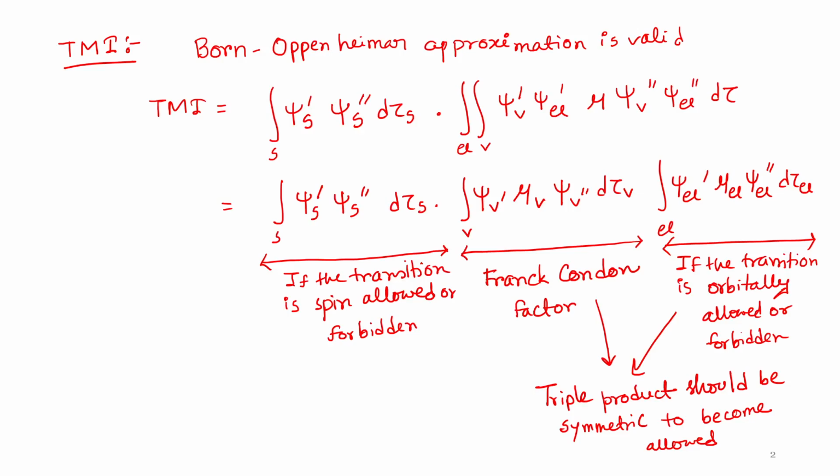And if they are not allowed orbitally, even though they are spin allowed, we have to look at this part: when the bond moment approximation doesn't hold, then there is going to be some perturbation, due to which there will be a coupling between the vibronic state and the electronic state, due to which we have to look at the product of all these, and similarly that product has to be symmetric to become non-zero orbitally, yes, non-zero TMI.